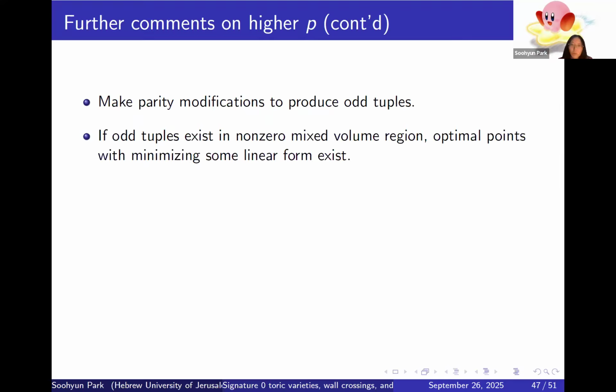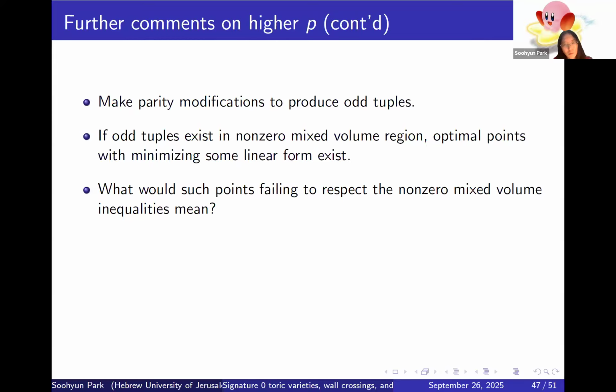Intuitively, if odd tuples exist in a non-zero mixed volume region, there must be something optimal, right? There are finitely many things to check. So what would such points failing to respect non-zero mixed volume inequalities mean? It's not hard to make small changes to force all the coordinates to be odd.